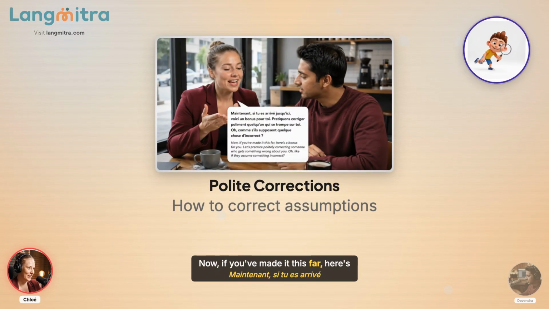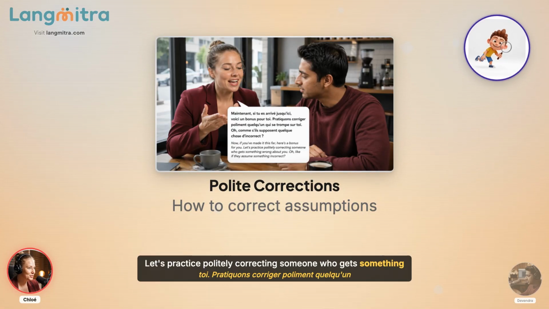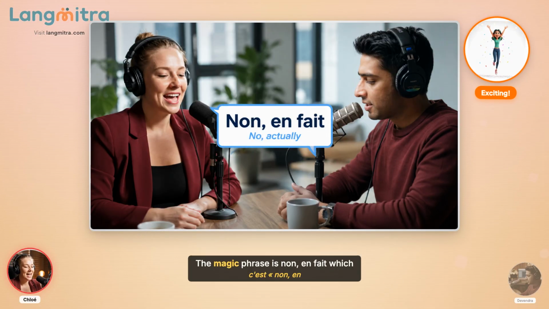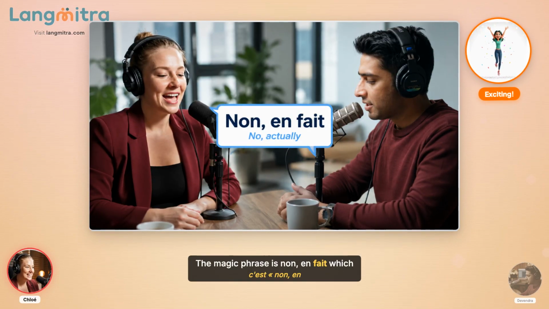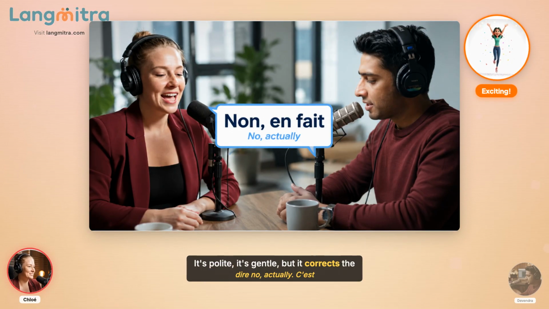Now, if you've made it this far, here's a bonus for you. Let's practice politely correcting someone who gets something wrong about you. Oh, like if they assume something incorrect? Yes, the magic phrase is non en fait, which means no actually. It's polite, it's gentle, but it corrects the record.